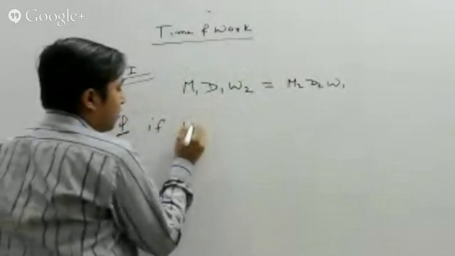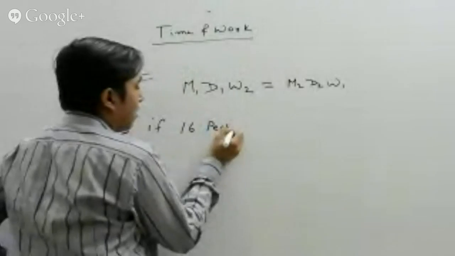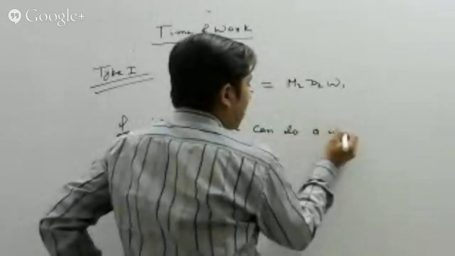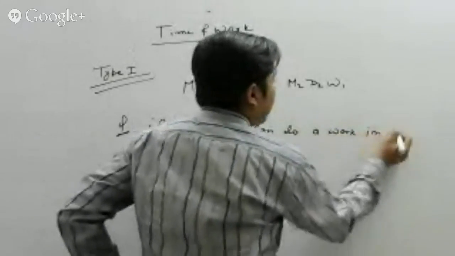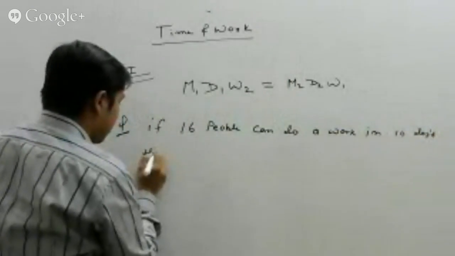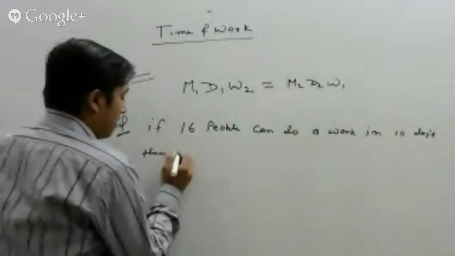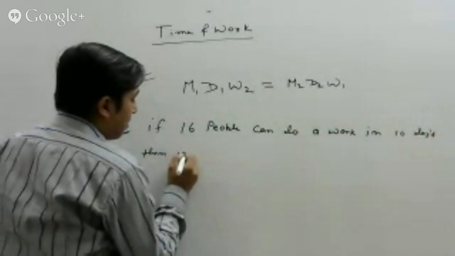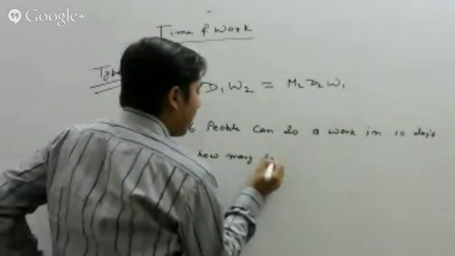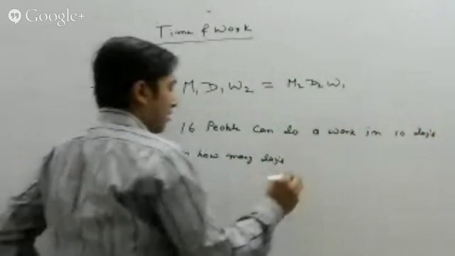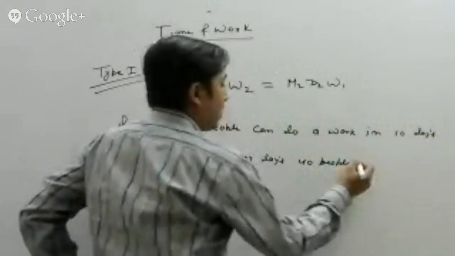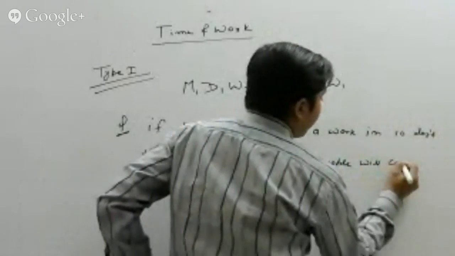Type 1. If 16 people can do a work in 10 days, in how many days will 40 people complete the same work?